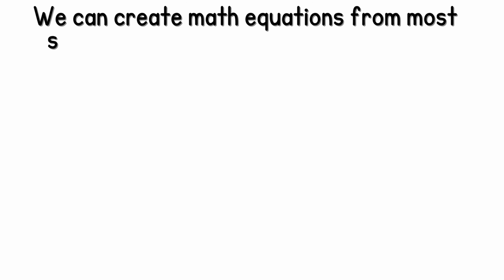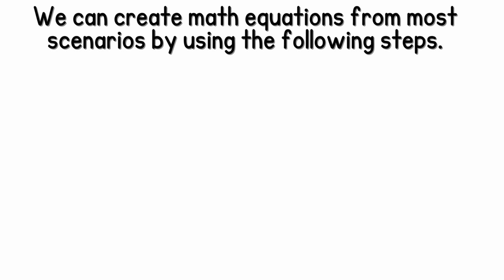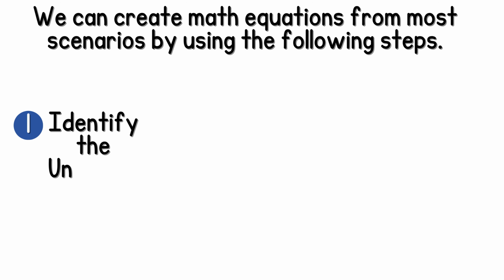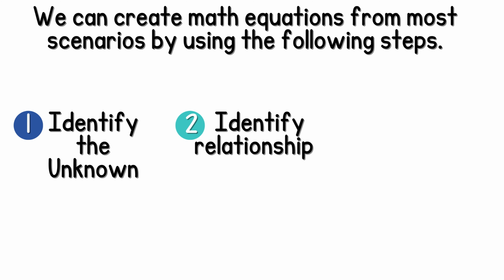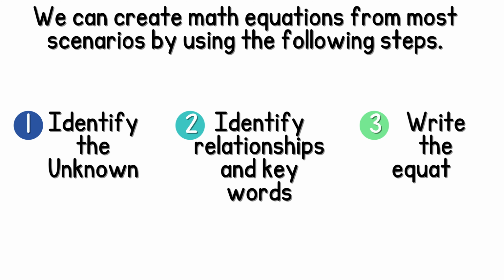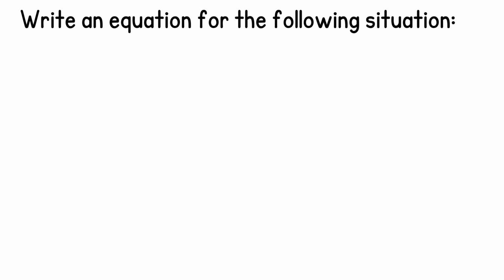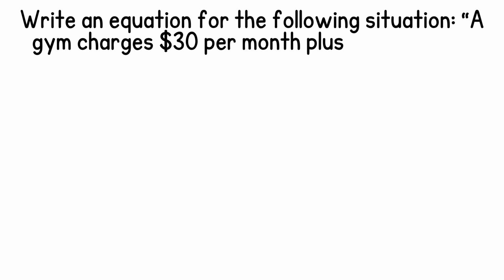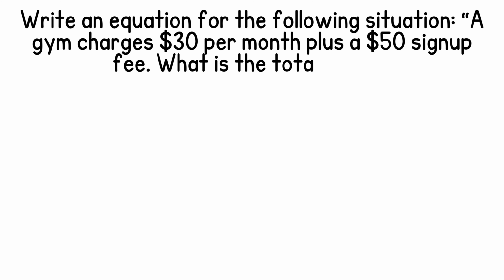We can create math equations for most scenarios by using the following steps. First, we'll identify the unknown. So we'll determine what we're solving for, as well as labeling any variables that are given. Next, we'll identify relationships and keywords. And then we can write the equation. We'll write an equation for the following situation. A gym charges $30 per month plus a $50 sign-up fee. What is the total cost?